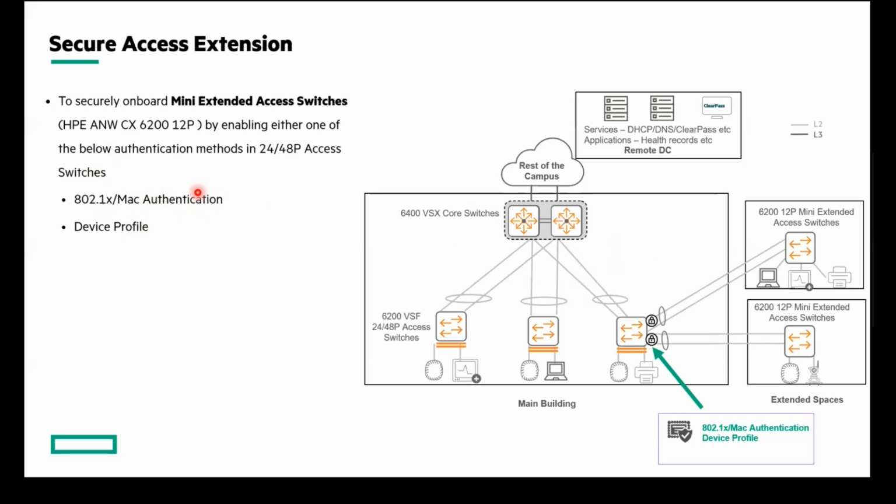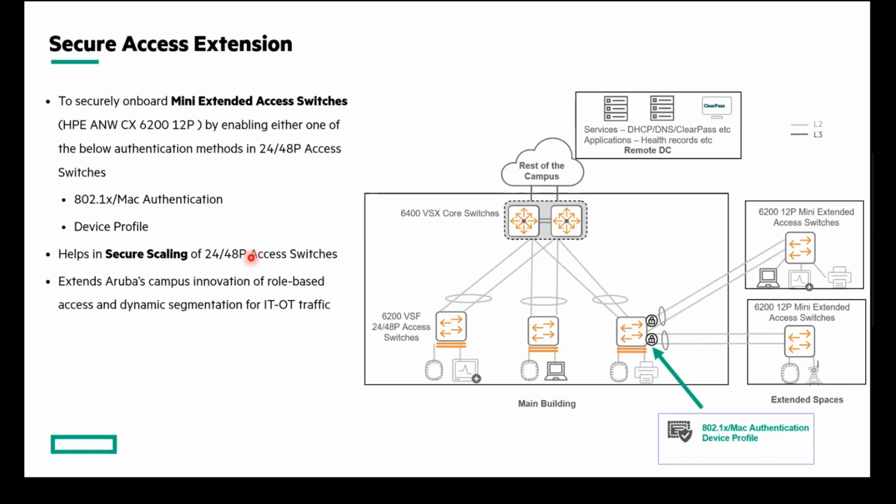So what will this use case help us with? It will help in secure scaling of the 24 and 48 port access switches. Without much need for cable extensions, we can easily deploy the 12-port mini switches to the main access switches and scale the 24 and 48 port access switches. Next, we can extend Aruba's campus innovation of role-based segmentation, that is dynamic segmentation. Both the main access switch and the mini external access switches are capable of doing dynamic segmentation for the IoT and OT traffic.